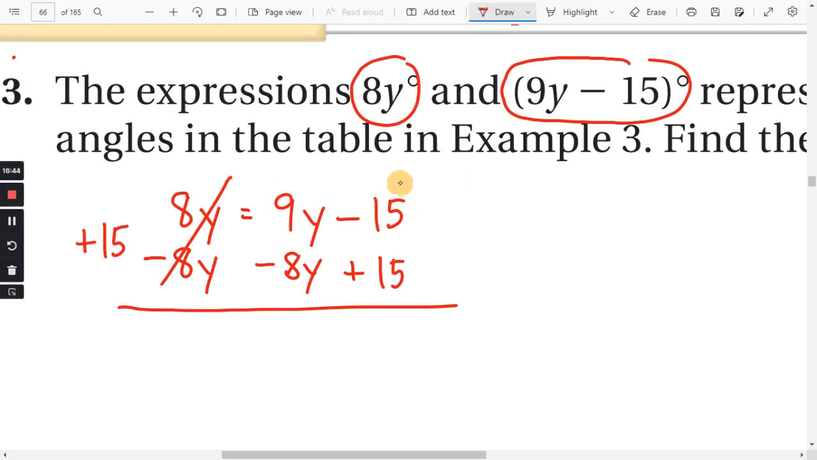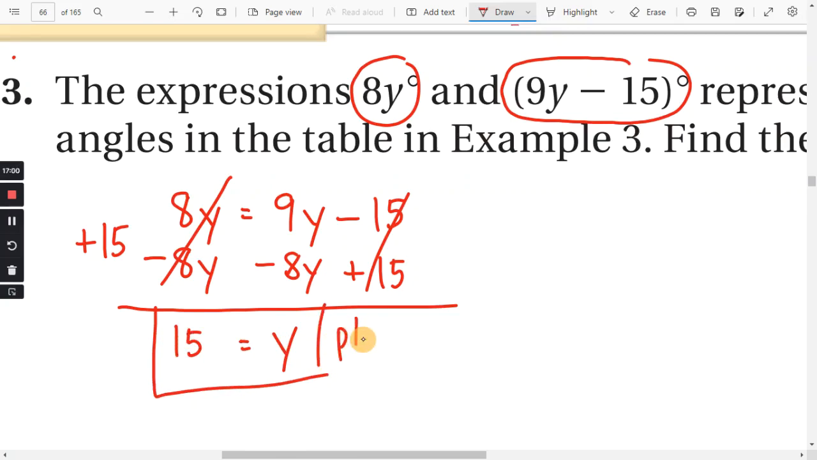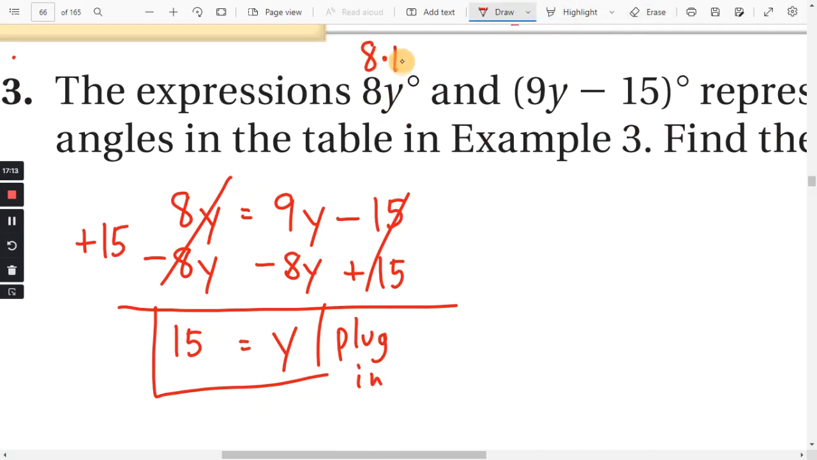All right, 15 minus 15 cancels. Bring down your equal sign. Only thing left on the left-hand side is 15, and 9y minus 8y is y. So y equals 15. You just take that and plug it in. All right, so plugging in y equals 15: 8 times 15 is going to be 80 plus 40. That's 120. And that's in degrees.